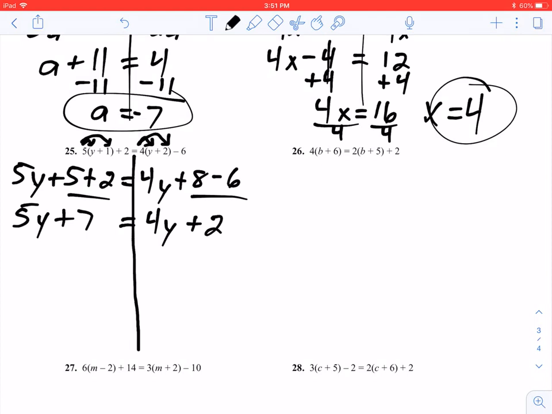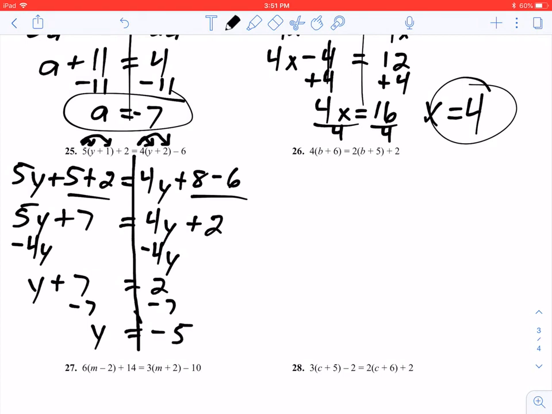Now that the left and the right-hand side are both simplified on their own, we can move our like terms together, and we can get y plus 7 equals 2, and then subtract 7, and we get y equals negative 5. So there's our answer to number 25.